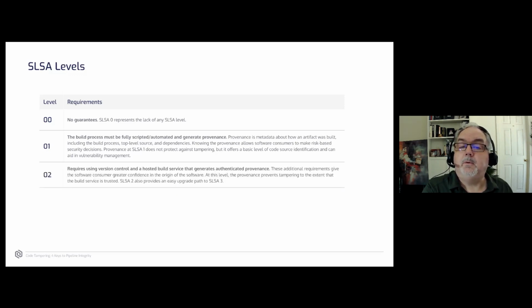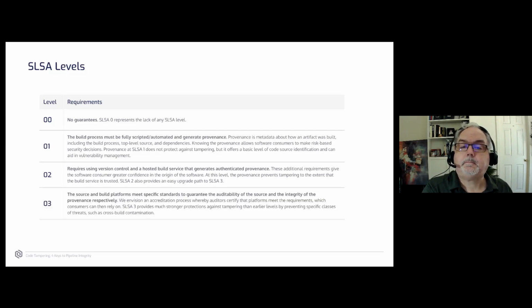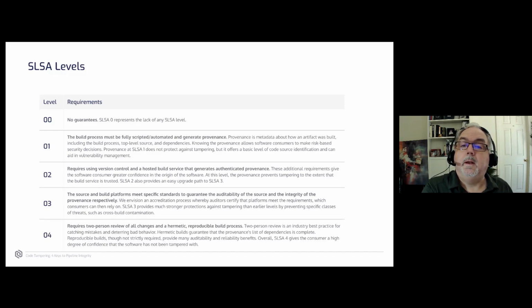Level 2 builds on Level 1 with version control for inputs like source code and a hosted build service that both generates and authenticates provenance. Level 3 hardens the source and build platforms and provides auditability and integrity assurance of the provenance. And Level 4 provides the highest level of assurance, requiring review of all changes by multiple people, as well as a hermetic, reproducible build process to ensure the provenance is complete.